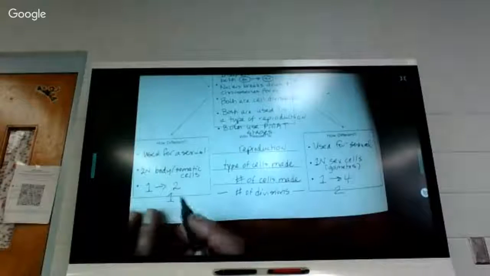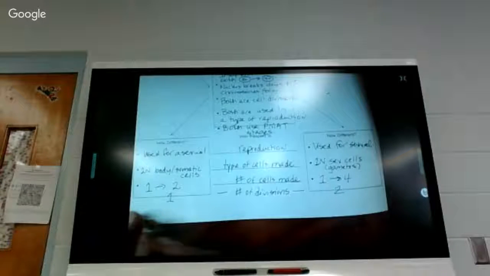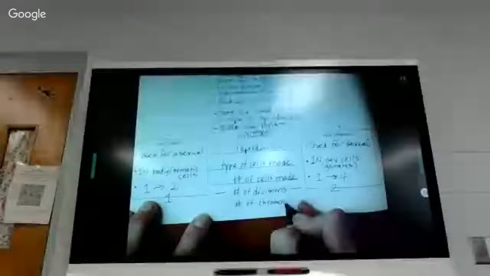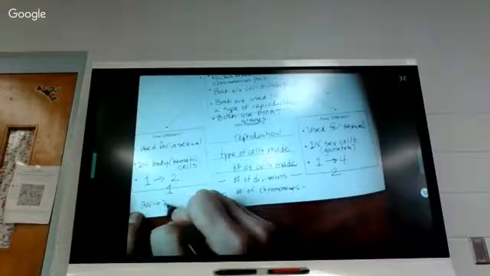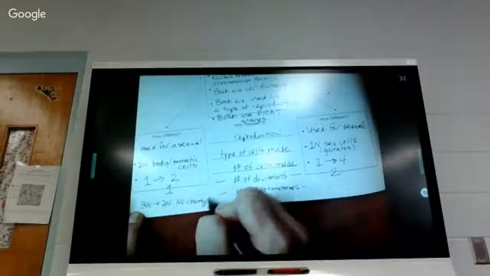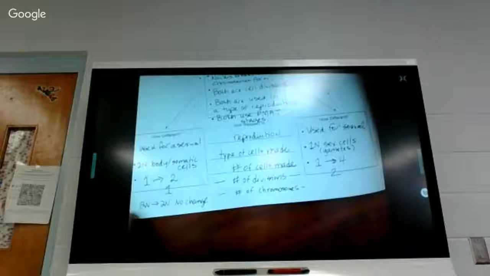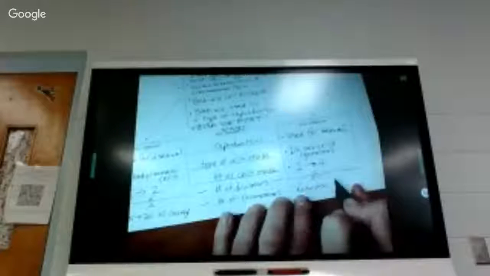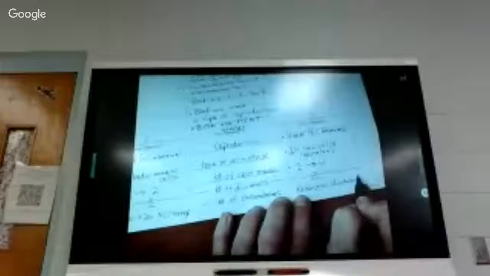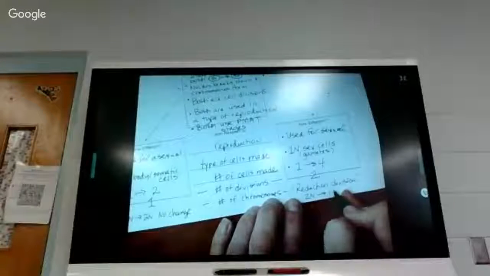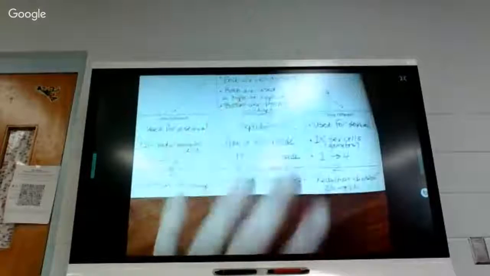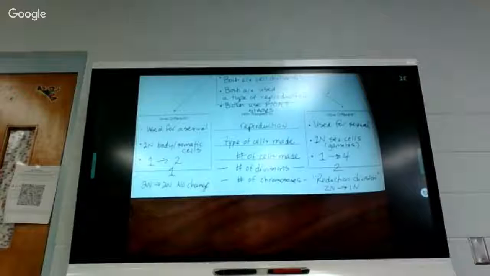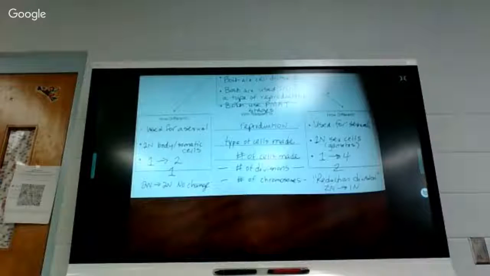Okay. Yeah, so this is chromosomes. So 2N to 2N, no change. And then this is reduction. So it goes 2N to 1N. Good. And meiosis, they mix together. Yeah. So meiosis. I'm running out of room.